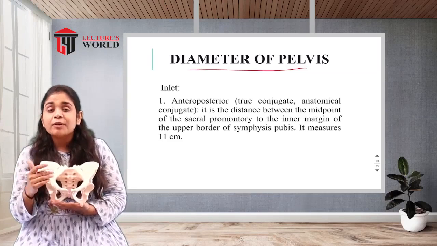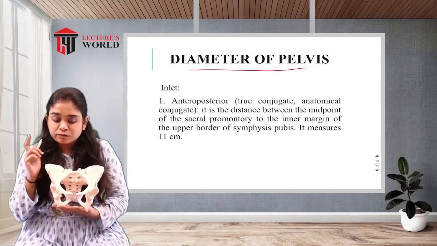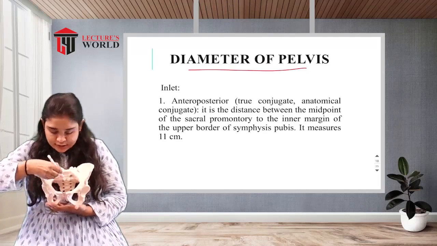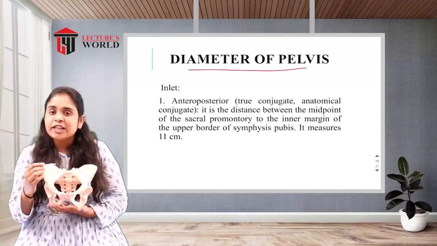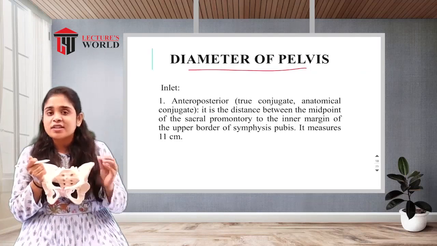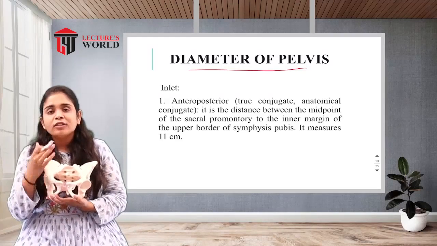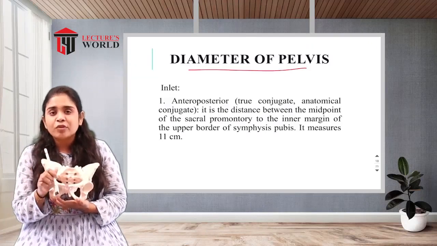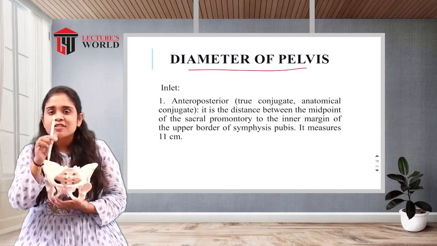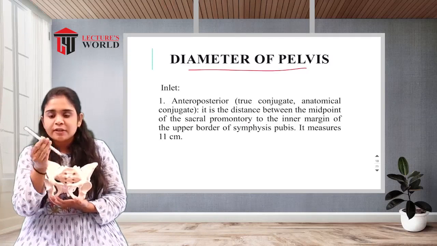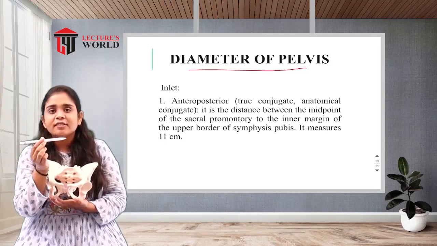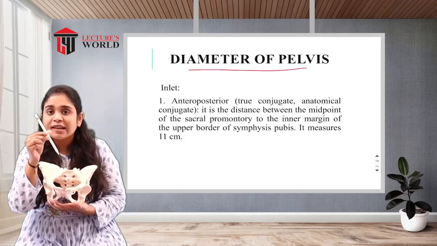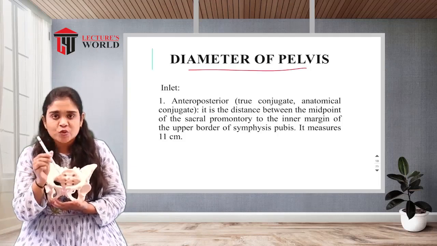So we'll be talking about the diameter of the pelvis. First we have to talk about the inlet. Inlet means this portion, right? So we are talking about the diameter of just the inlet. In the inlet, cavity, and the outlet there are three types of diameters. The straight diameter is the AP diameter. If the diameter is like this, that is known as a transverse diameter, and if it is located like this, that is known as an oblique diameter.